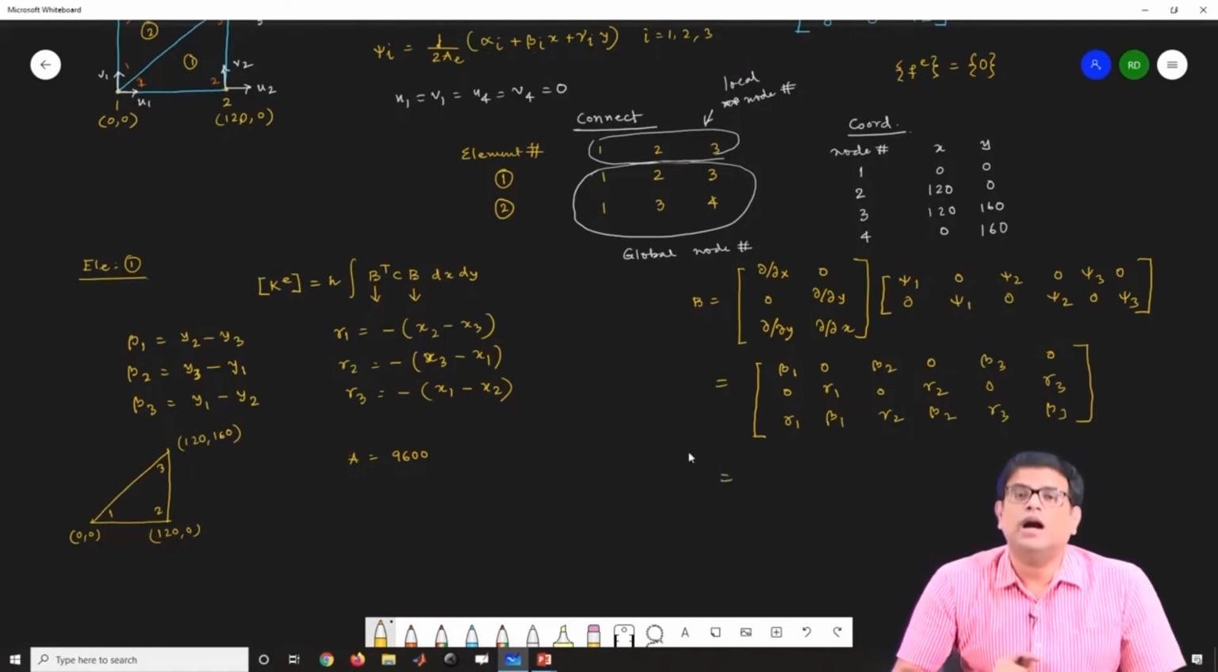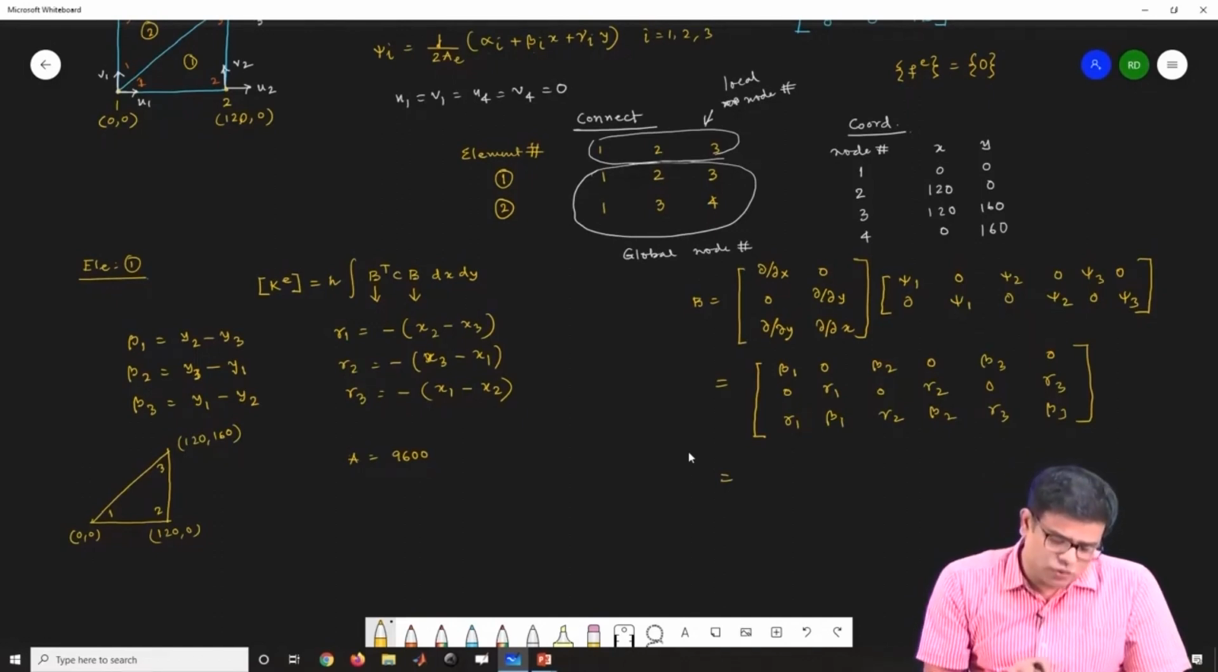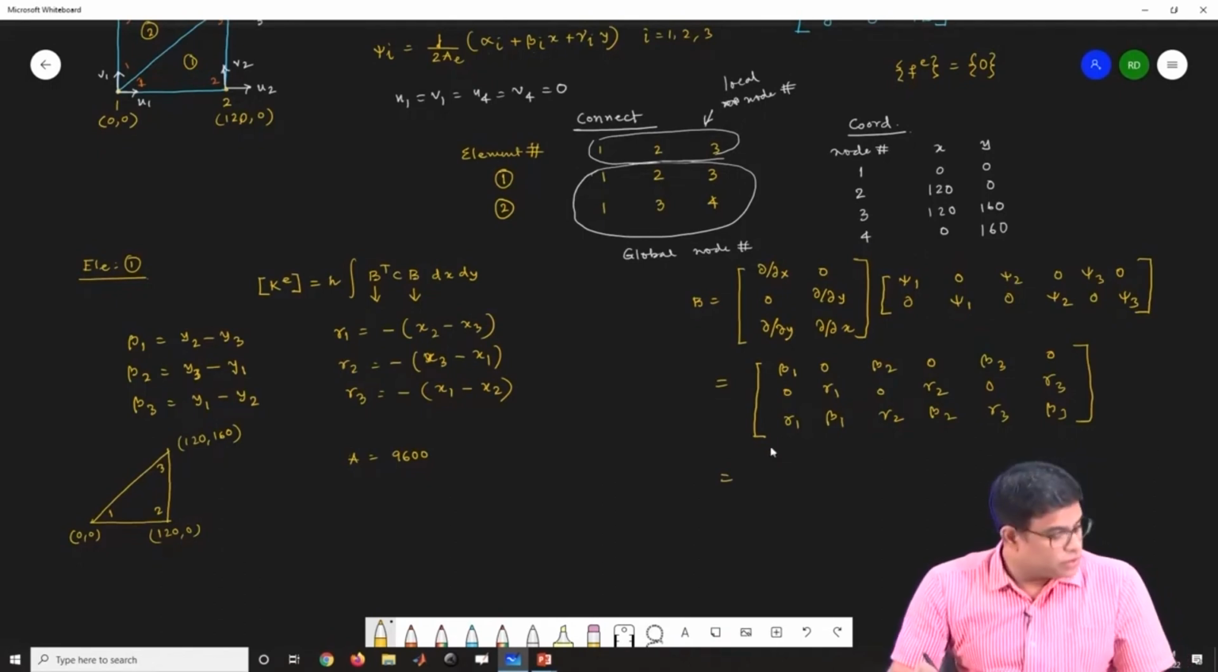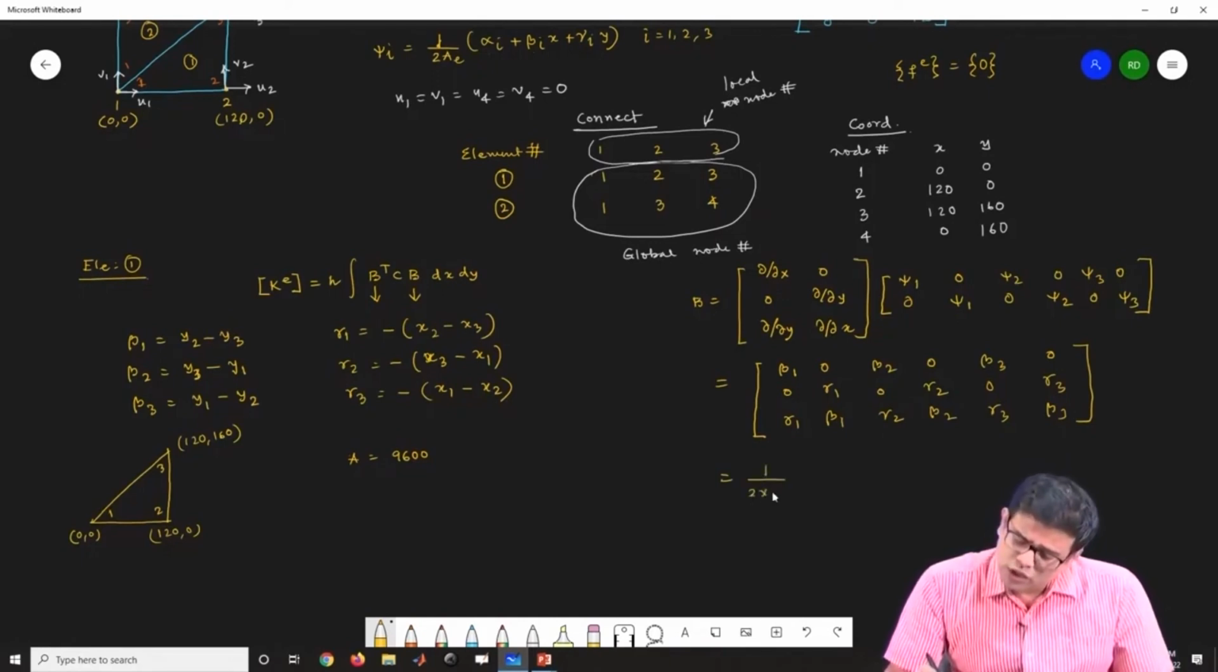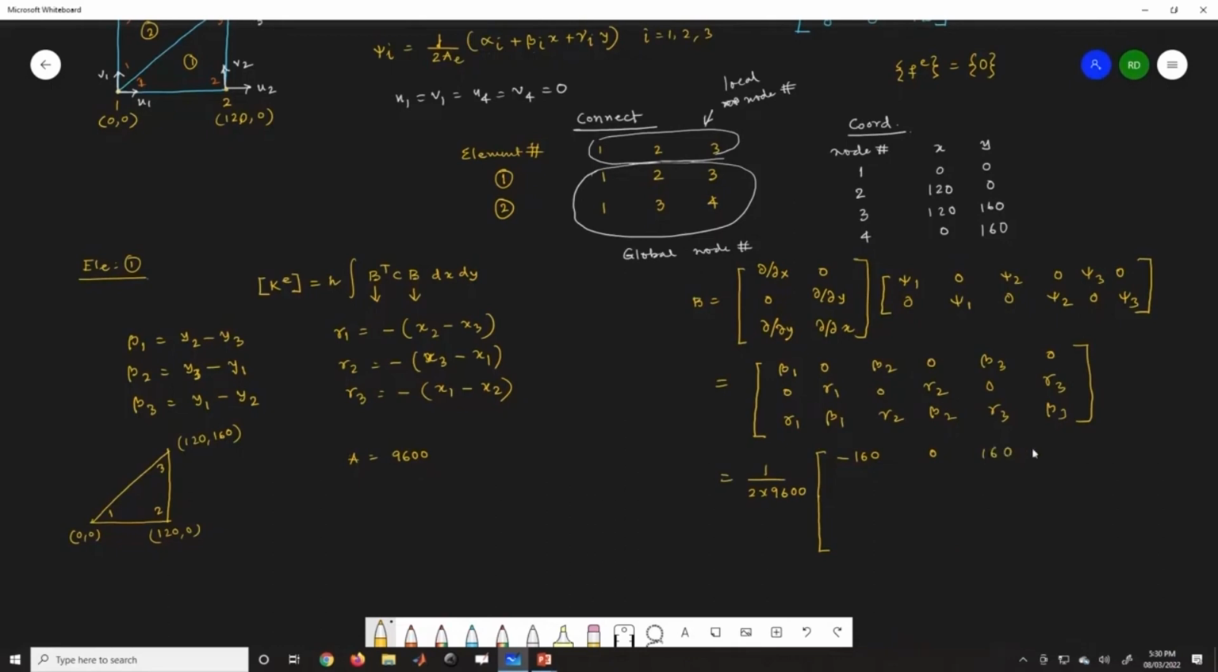Now if I compute the B matrix, that is the strain displacement matrix, by just substituting the coordinates x1, x2 and x3, I can compute it. So the B matrix will look like 1 by 2 into 9600 times the matrix: minus 160, 0, 160, 0, 0, 0, and then 0, 0, 0, minus 120, 0, 120, then 0, minus 160, minus 120, 160, 120, 0. So this is my B matrix.